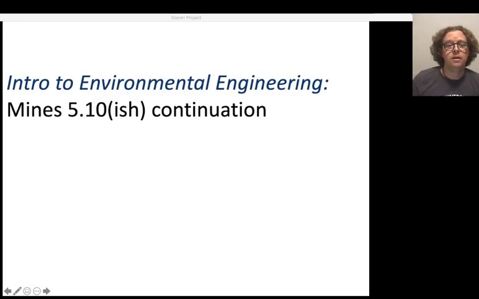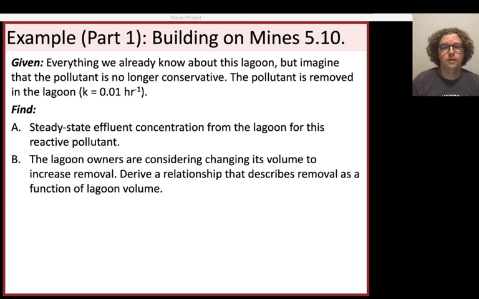During our lecture we started working on an adaptation of problem 5.10 from our textbook, and I want to go ahead here and work through the example problems that I had posed at the end of class. So our starting point is everything that we already knew from our previous example.